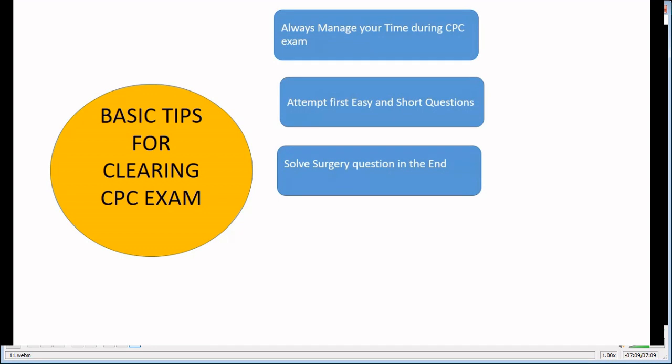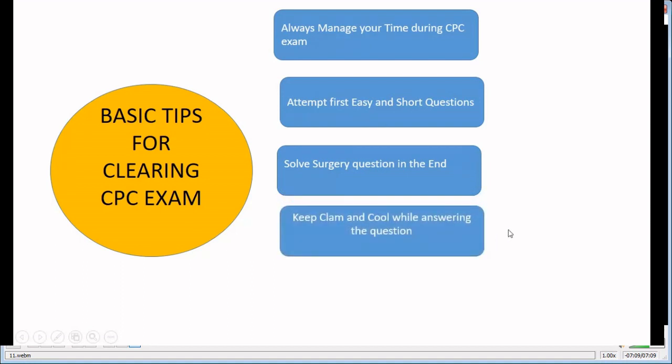So in this way you can manage your time here again and give more time to the surgery questions when you finish all the questions which you are able to answer first. Let's move to the other tip.